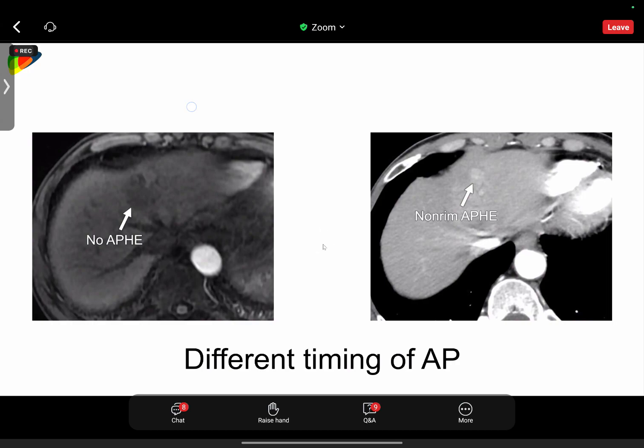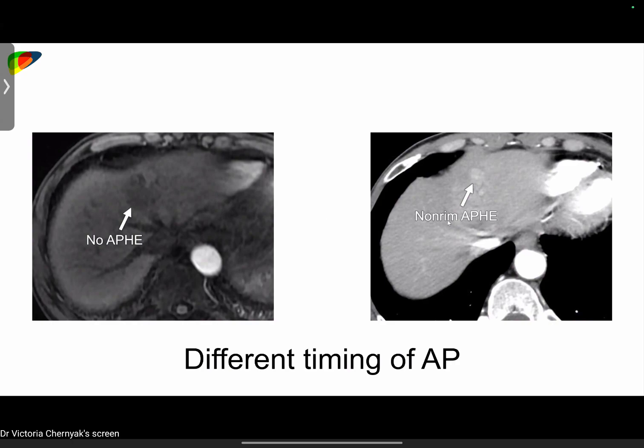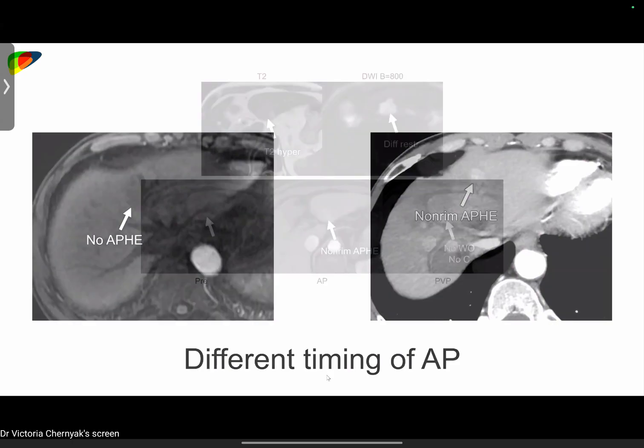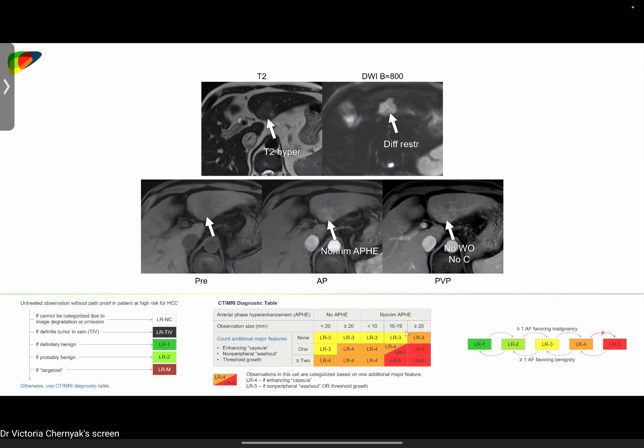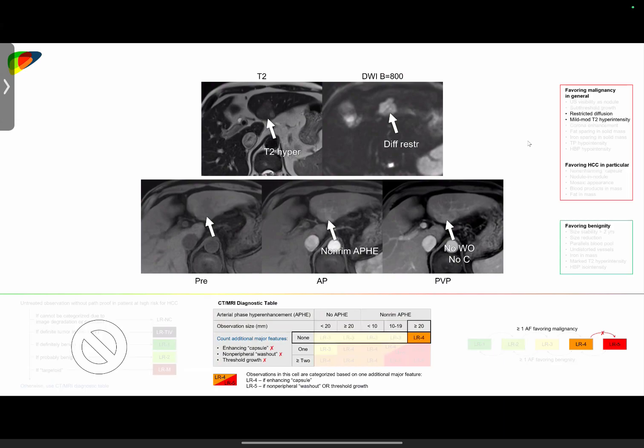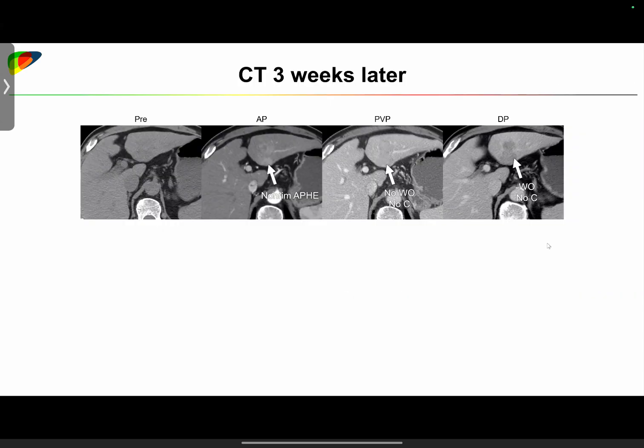Another example, fairly large lesion, AFI, no washout, clearly a lesion with arterial features of malignancy. If we apply our table, it's going to be LR4 category. We cannot go from 4 to 5. I will keep saying that. But CT done 3 weeks later, look, now we have AFI and washout. And if we apply our table now, it's LR5.